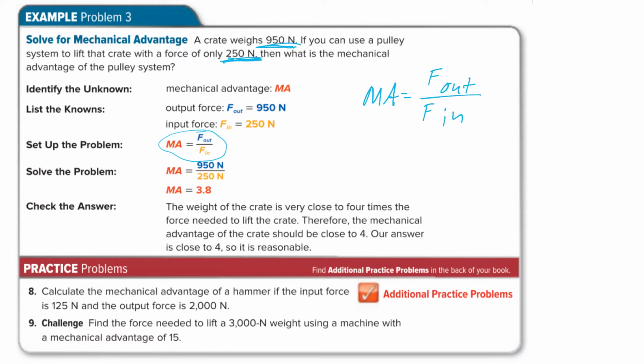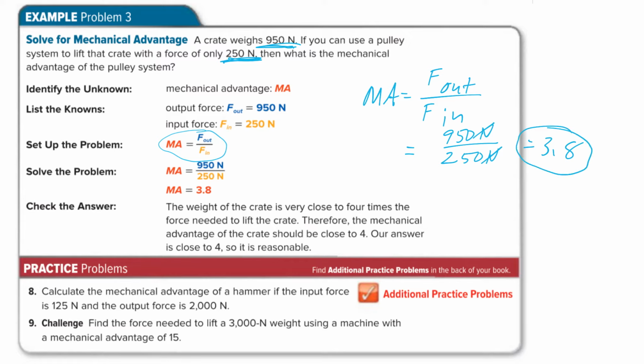Our force out is 950 newtons. Our force in, 250 newtons. Put that in a calculator, divide those two, and you end up with 3.8. Newtons cancel out, there are no units. So this is a unitless measurement.